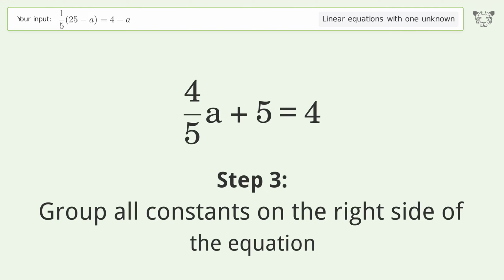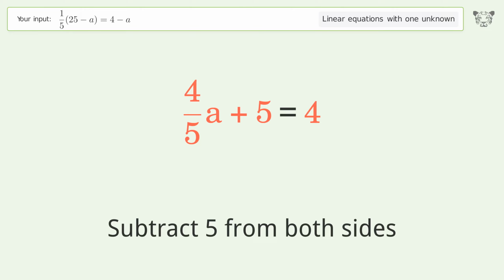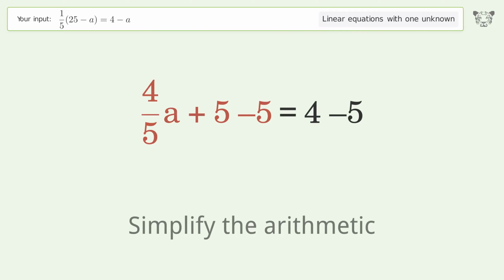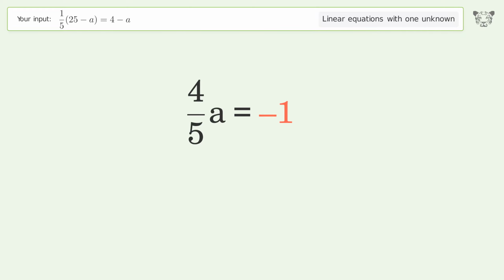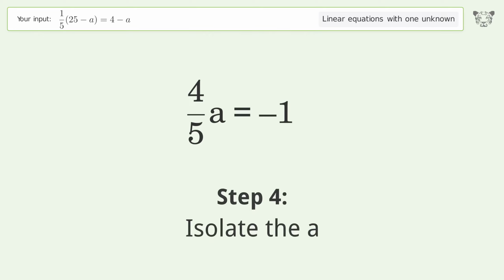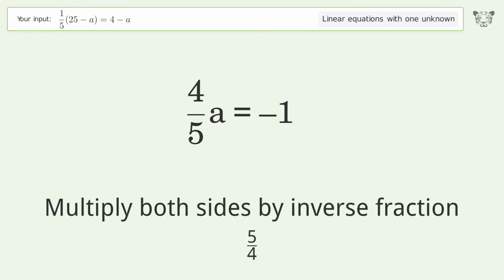Group all constants on the right side of the equation. Subtract 5 from both sides. Simplify the arithmetic. Isolate the a. Multiply both sides by inverse fraction 5/4.